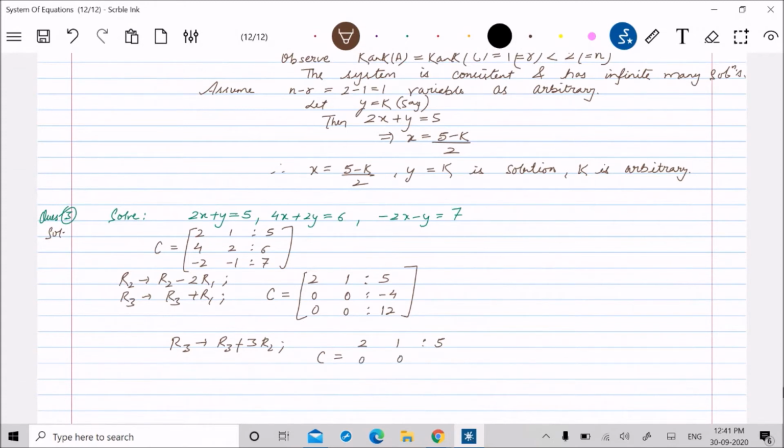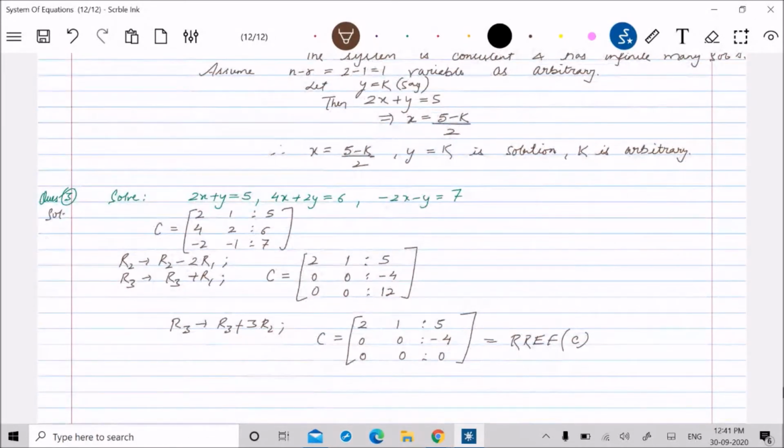Okay, 0, 0, minus 4, and using this operation I get 0, 0, 0. Now I can say that yes, this is the echelon form of C. Now it's correct. Though it will not affect the answer, a wrong step is a wrong step in mathematics. So this is the row reduced form of C, and you observe that rank of A is equal to 1 and rank of C is equal to 2.